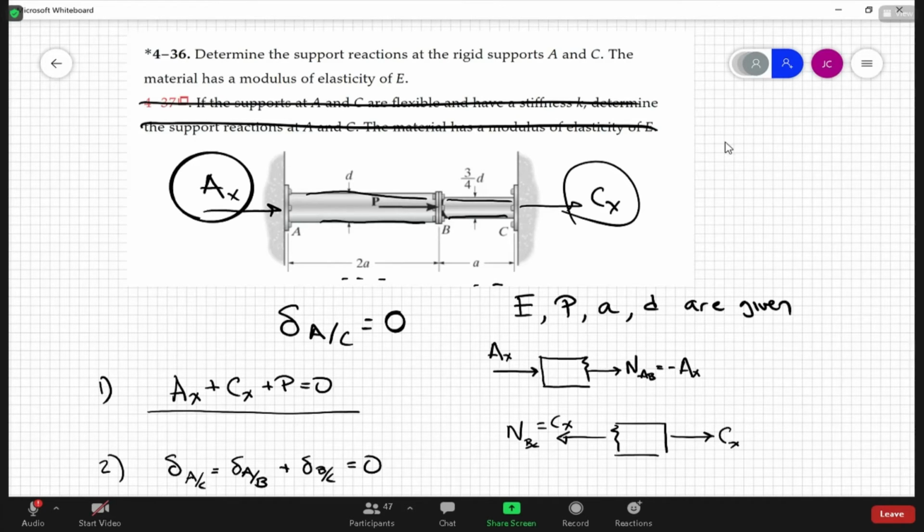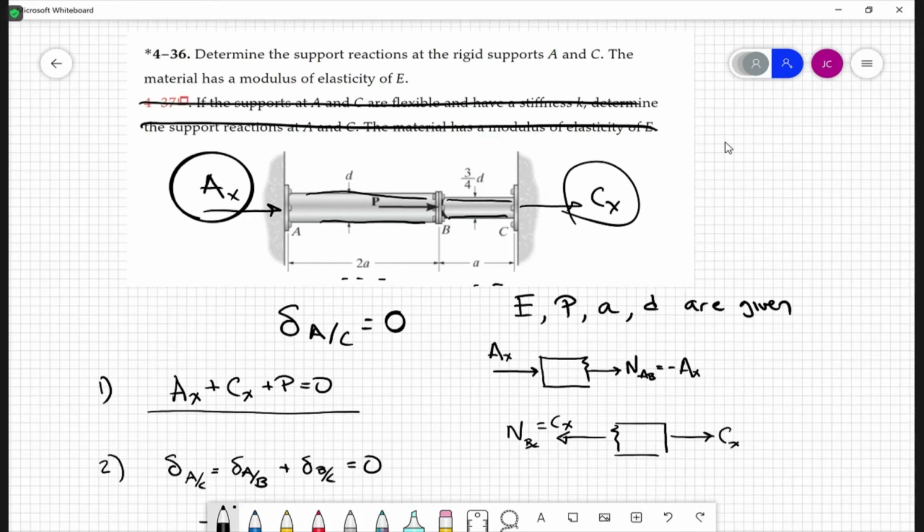So, all right, here's the problem again, as written. We want to find AX and CX, and we have the sum of forces in the X direction on the total free body diagram, right? We have AX plus CY plus P equals 0. All the forces as drawn are going to the right, so they all sum up to 0. Okay, so obviously one of them is going in the opposite direction.